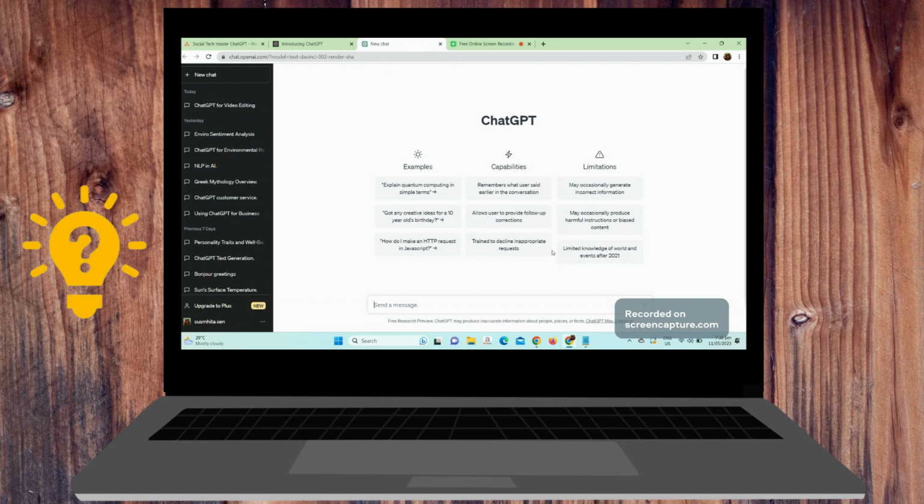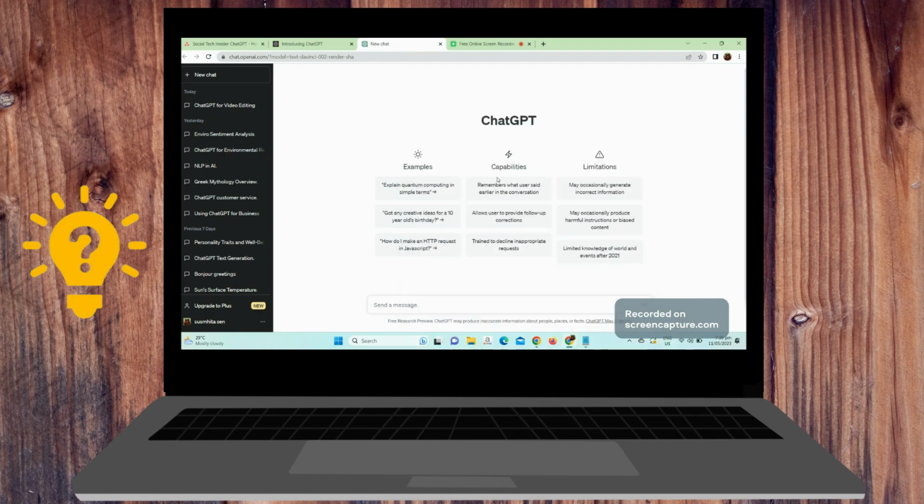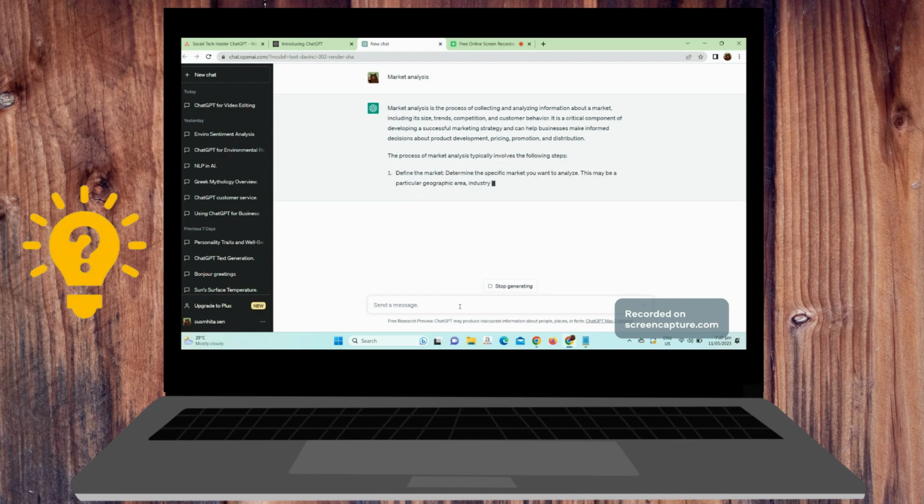Trading in the stock market involves significant risk, and it is important to conduct thorough research and analysis before making any investment decisions. Here are a few ways you can use ChatGPT for stock trading. Market analysis. You can use ChatGPT to analyze the stock market and provide insights into market trends, economic indicators, and other factors that may affect stock prices.